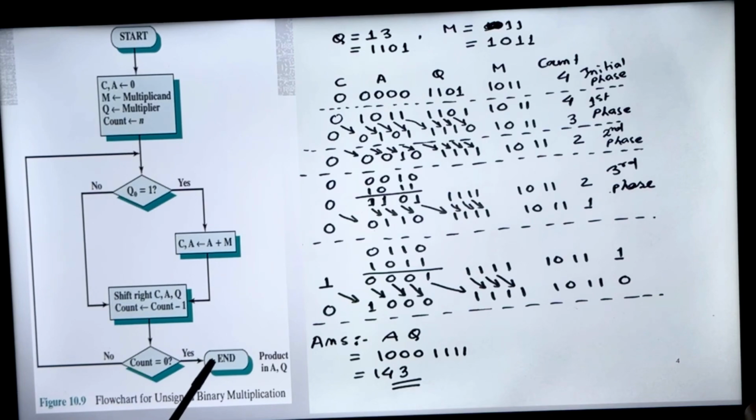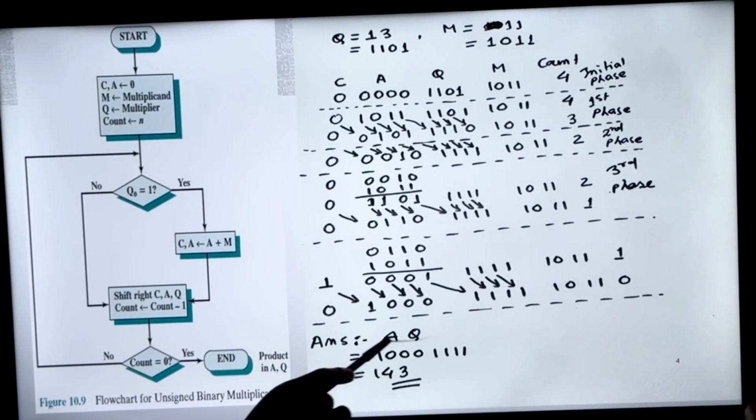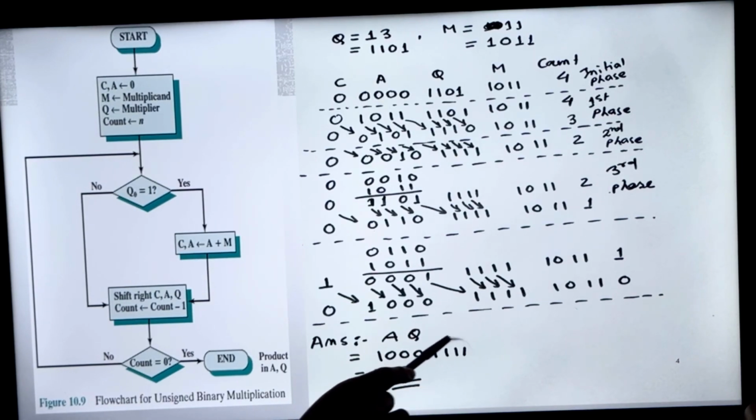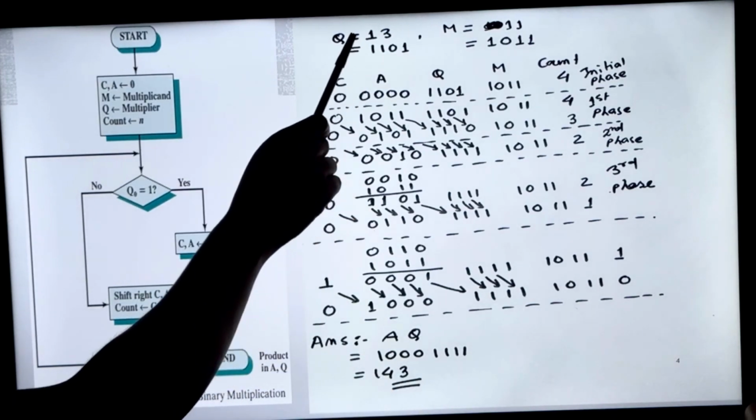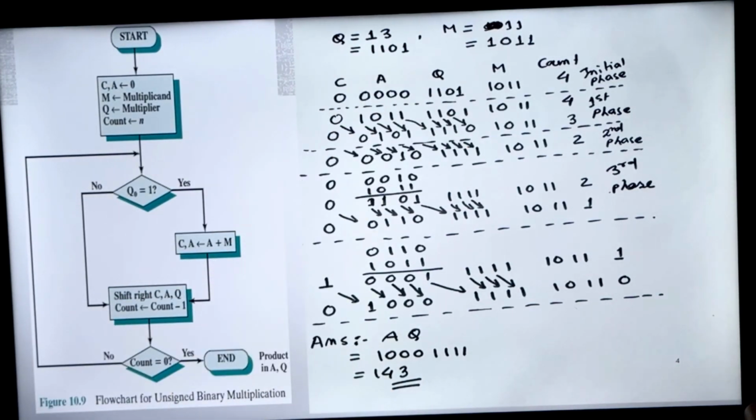So once I have ended the algorithm, what is the final result? The product is in AQ. So A and Q together will be the result. What is my A? 1, 0, 0, 0, and what is Q? 1, 1, 1, 1. So this is the final result, 10001111. If you convert it back to decimal, you will get 143, which is exactly correct. 13 into 11 is 143.